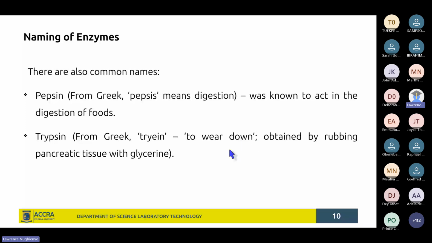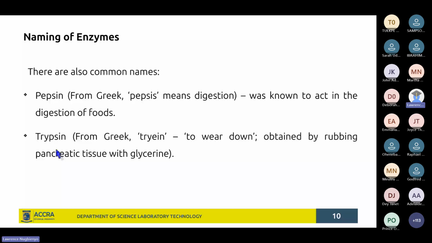It was first isolated just by rubbing pancreatic tissue with glycerin. So glycerin, as a solvent, was used to rub the pancreatic tissue of a laboratory animal, and then you have the enzyme trypsin being secreted into glycerin. Because of that process of wearing down, the name trypsin was given to that enzyme. Of course, this was before the system of naming enzymes was introduced.